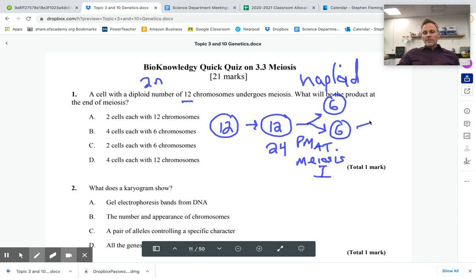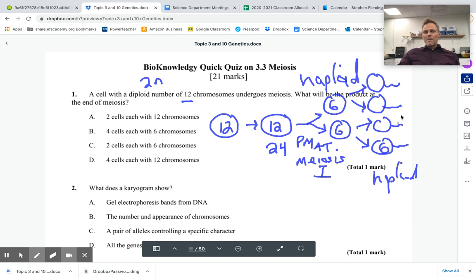And then we have another division where in the end we'll end up with 4 gametes that will be haploid. So this is still haploid here. So we're going to have half the number. So each one of these are 6, but a single molecule of DNA. So I think it gets really confusing.